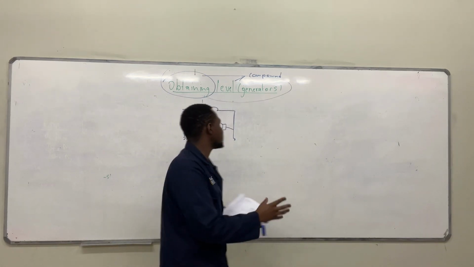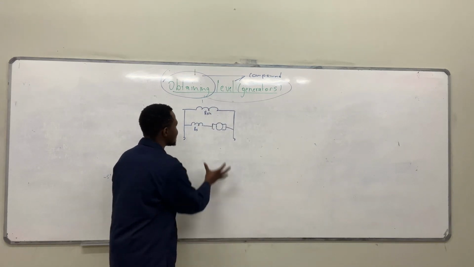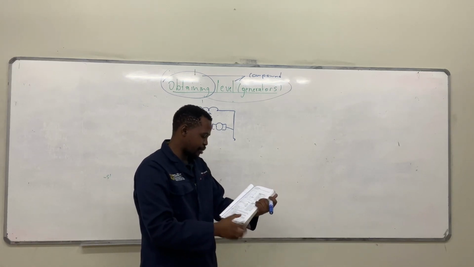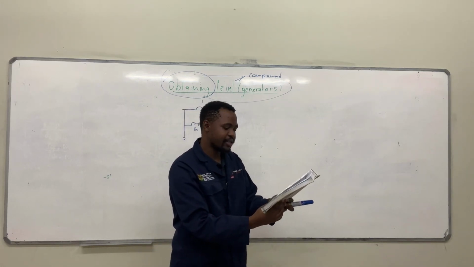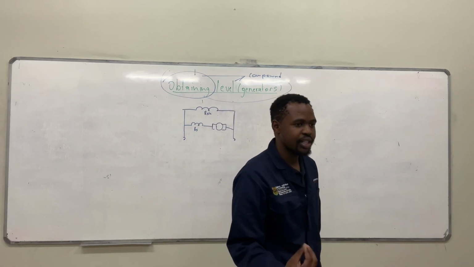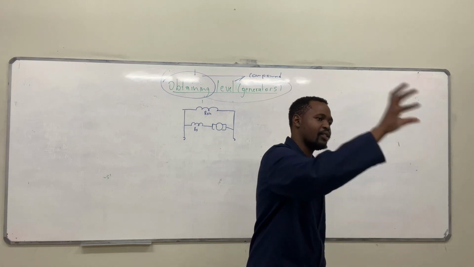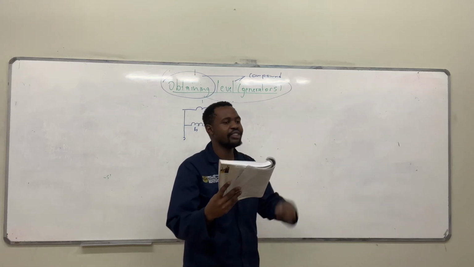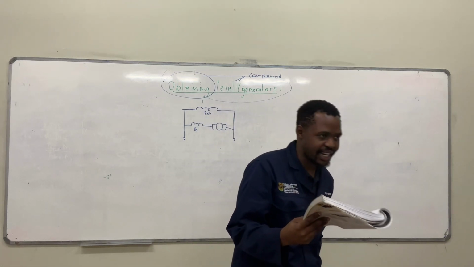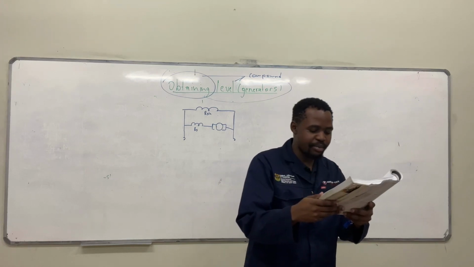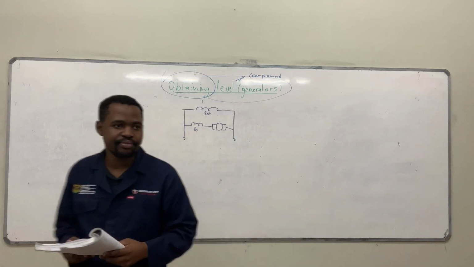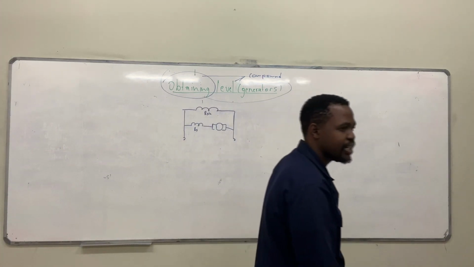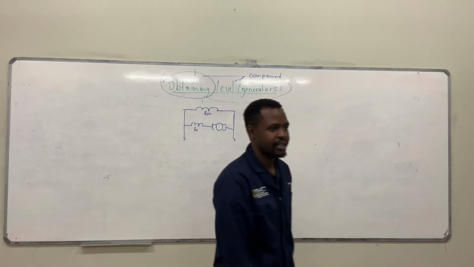Now this compound generator possesses a characteristic of the series generator. Yabo? Meaning the full load terminal voltage is greater than what? The no load terminal voltage. Over what? Compounded. And let us read further. If the shunt field is more dominant, meaning the full load terminal voltage is less than the what? The no load terminal voltage. Then the machine is under what? Compounded. Okay.